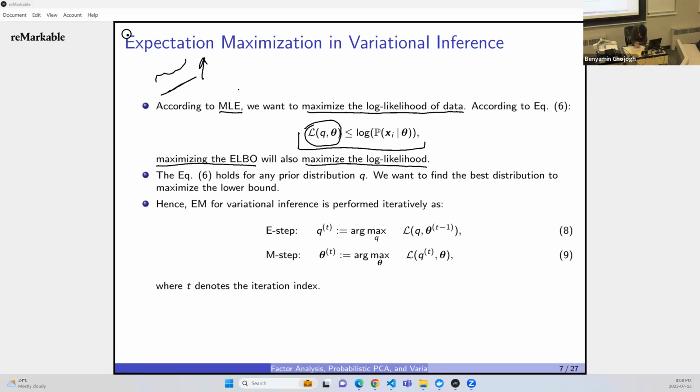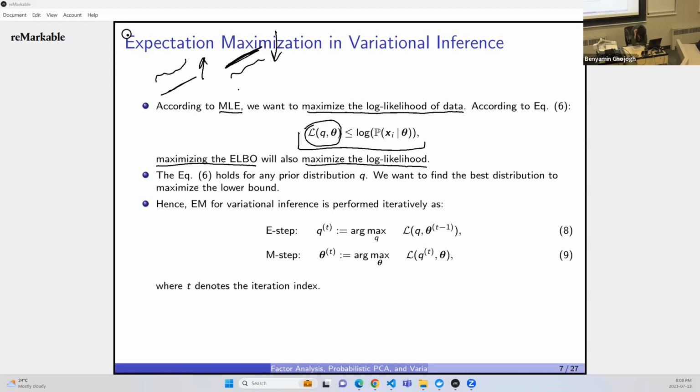Likewise, if I want to minimize something and it's hard, I can find an upper bound on it and minimize the upper bound. So I can do it both ways. Here, I want to maximize the log likelihood. Therefore, let me maximize its lower bound, the ELBO.